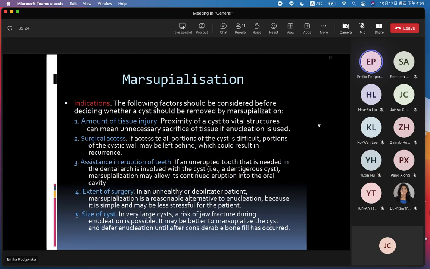Indications for marsupialization. First, the amount of tissue injury: proximity of a cyst to vital structures can mean unnecessary sacrifice of tissue if enucleation is used. So in this case, marsupialization is advantageous. Second, surgical access. If access to all portions of the cyst is difficult, portions of the cystic wall may be left behind, which could result in recurrence.